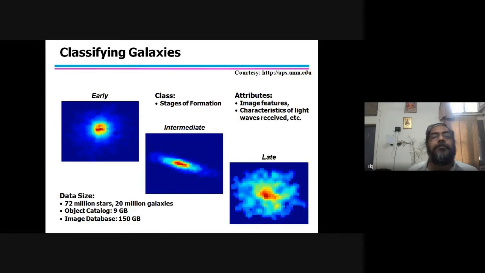In this slide it is shown early, intermediate and late stages of formation, attribute, image features, characteristics of light wave received, etc. This is the website address. You can go here and more information you can get there. Here our objective is in image data. It is also successfully this data mining can be applied.